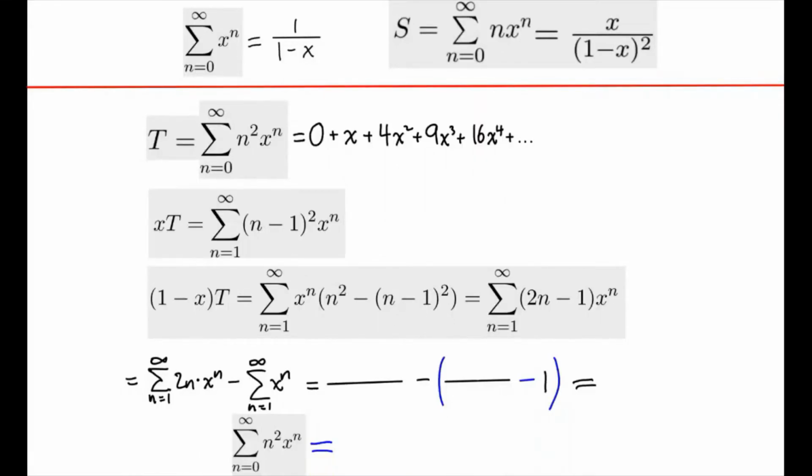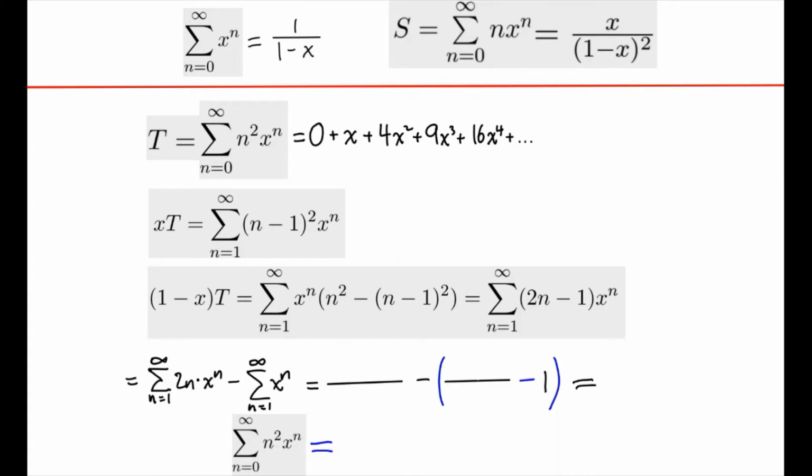In this video, we're going to be explaining how to find the sum of this over here. Now, first of all, in our last video, we found out that the sum of this sequence over here is equal to 1 divided by 1 minus x. This over here is equal to x divided by 1 minus x squared. We're going to be needing to use both of these in this video.